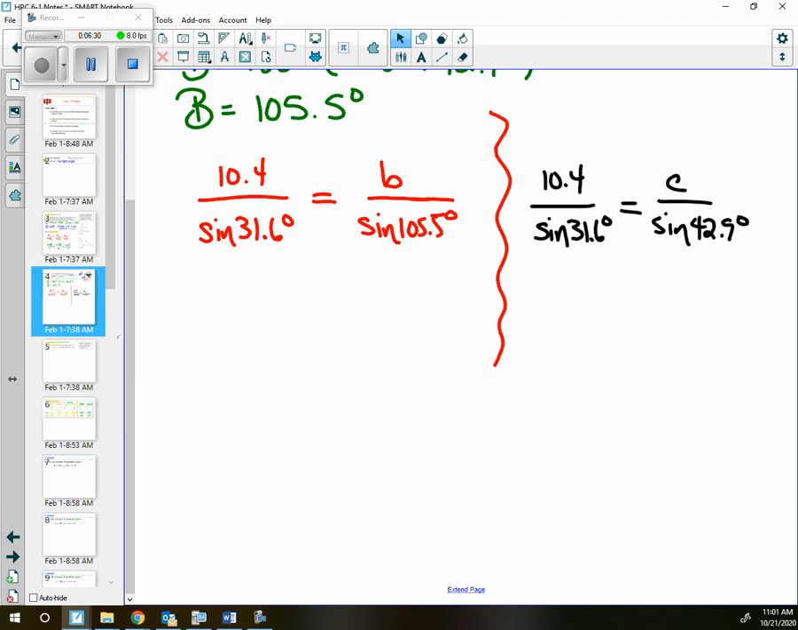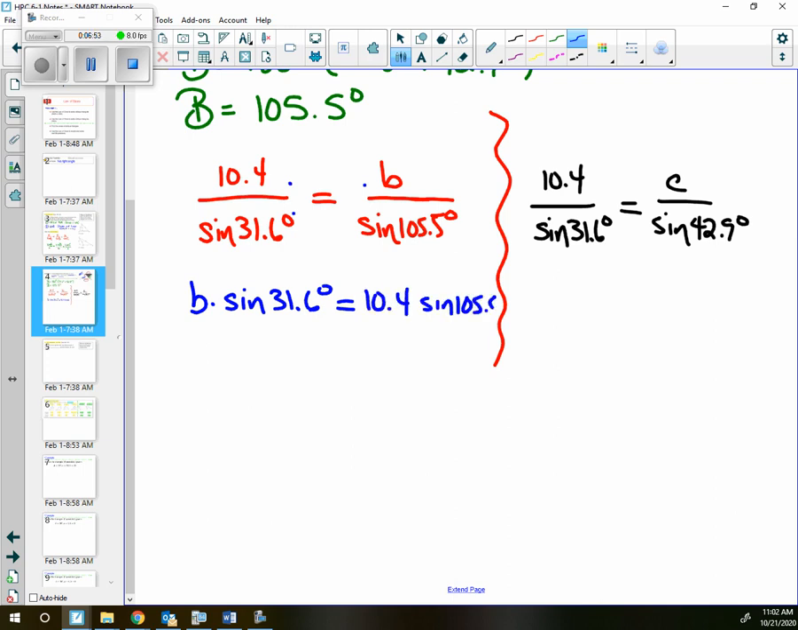All right, now how do you solve a proportion? Well, we just cross multiply and divide, right? So we're going to multiply across the equal sign here. And for this first one, I'll show it. After this, I'm probably just going to go to the final, what would I type into my calculator. But for this first one, let's show what we're doing here. So I'm going to multiply b times the sine of 31.6, and then 10.4 times the sine of 105.5 degrees.